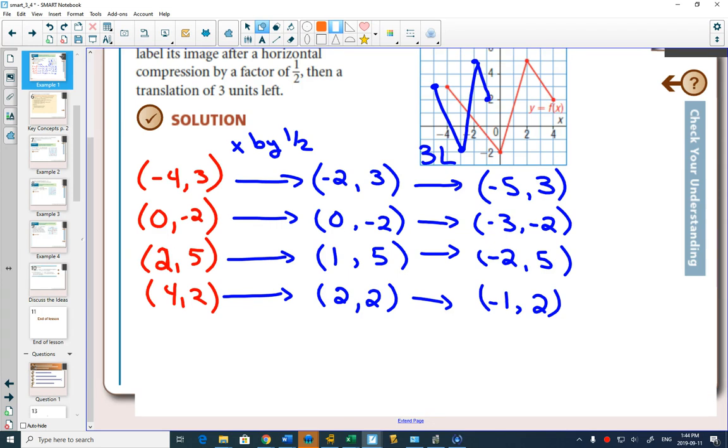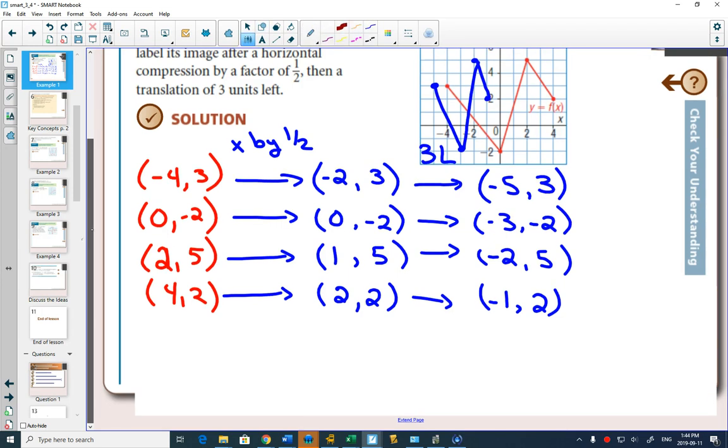Option 1, in black. Okay? X by a half, 3 to the left. That all has to happen inside the function.